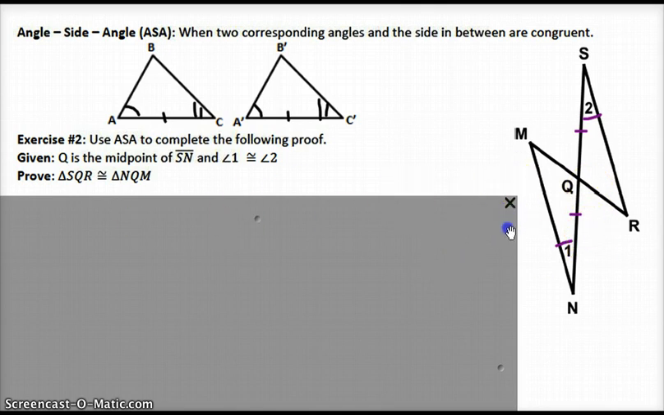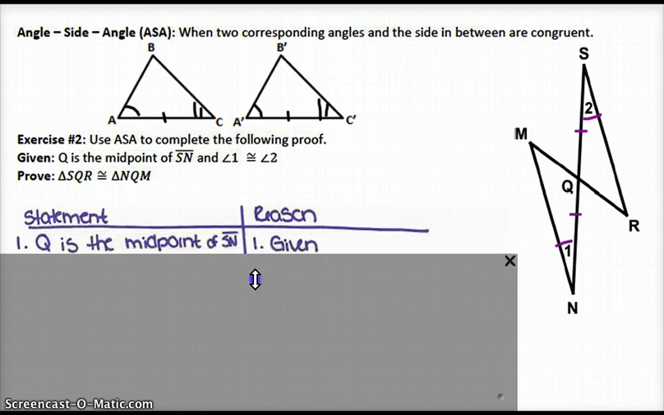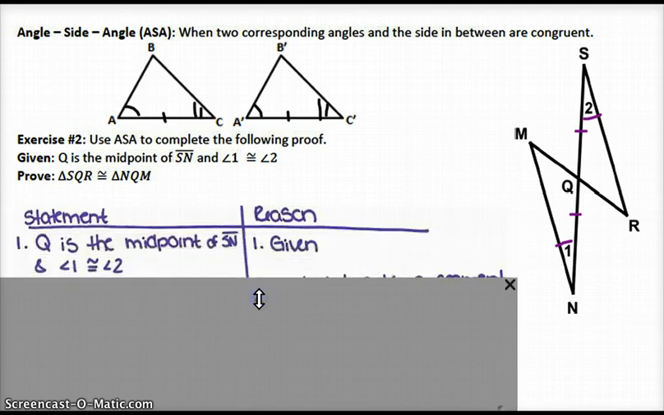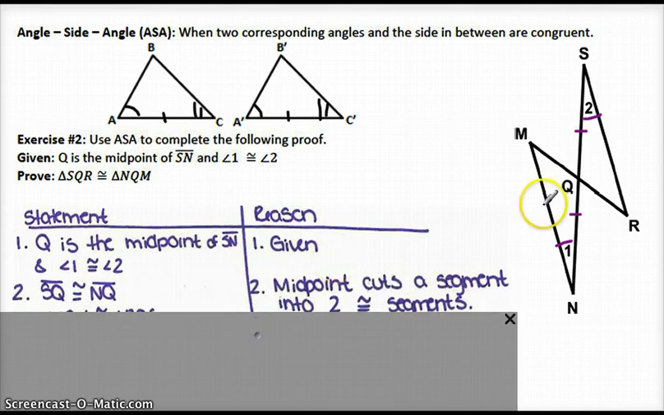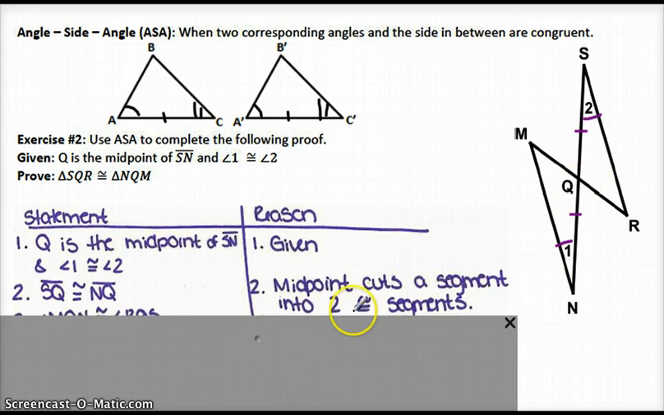So I'm going to start by looking at what we started off with here, my statement, my reason. We always write the given first. So you should always have Q is the midpoint of SN and angle 1 congruent to angle 2. Anything that's in this given, you're going to write down. From there, we also have SQ and NQ congruent, because a midpoint creates or cuts a segment into 2 congruent segments. You could write that it cuts it in half. Anything that gives an equivalent justification, any reason that makes sense to you, it will work.